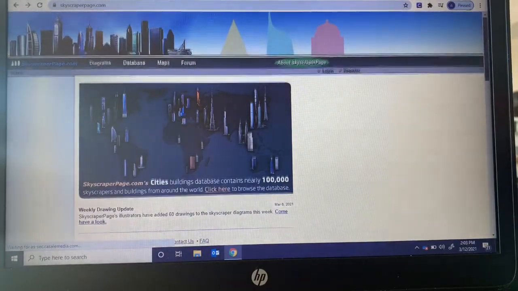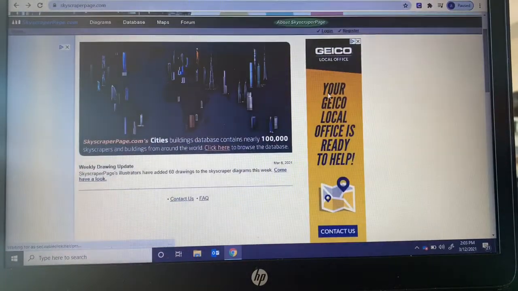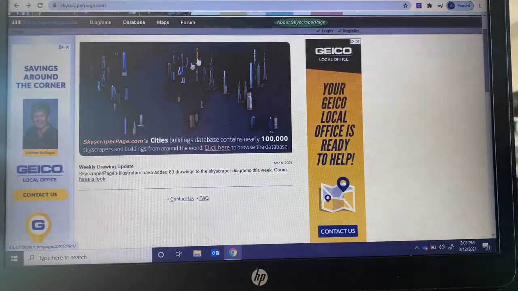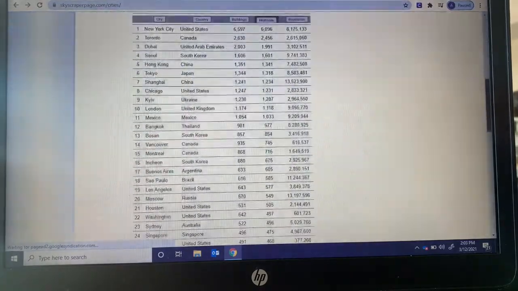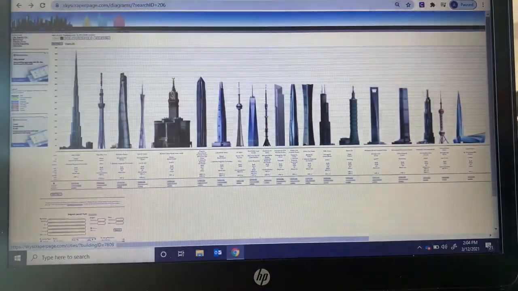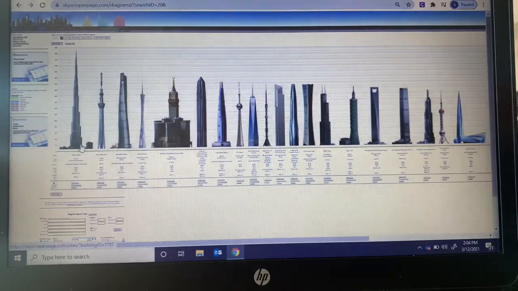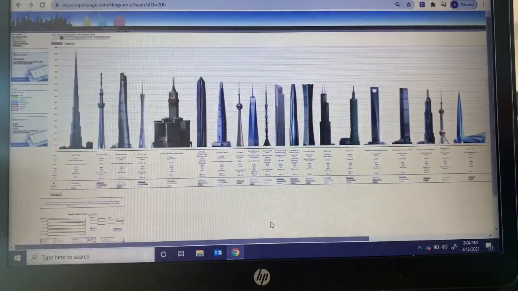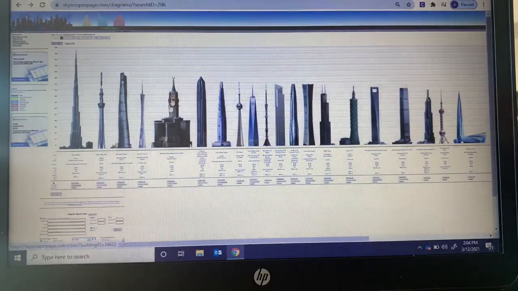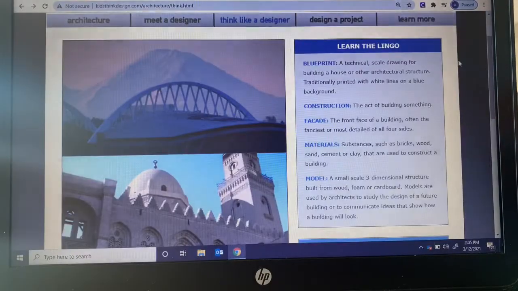On this skyscraper website, you could see where the skyscrapers are located around the world, and you could click to see a graphic which compares them by height. This diagram shows you the world's highest skyscrapers sorted by height, and you could see the variety of architecture. What we're going to do today is we're going to pretend to be architects. Our architecture project, let's learn the lingo.